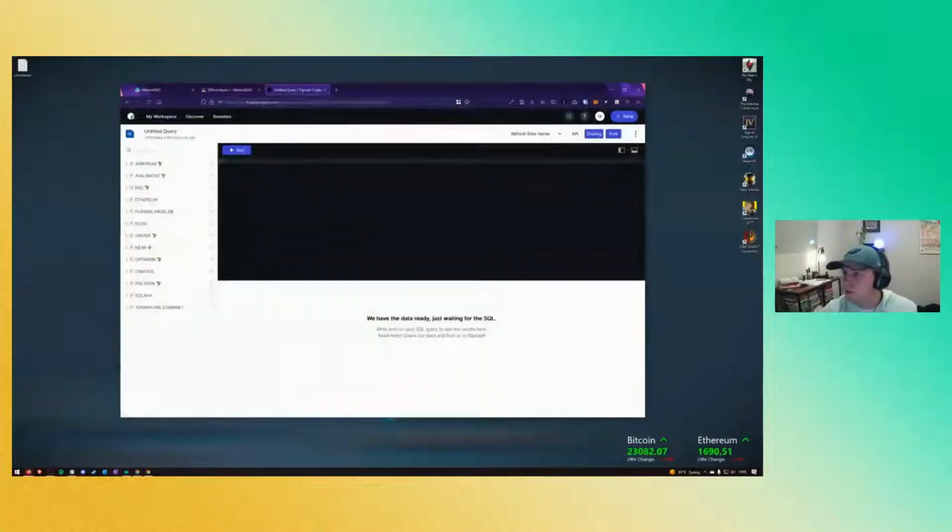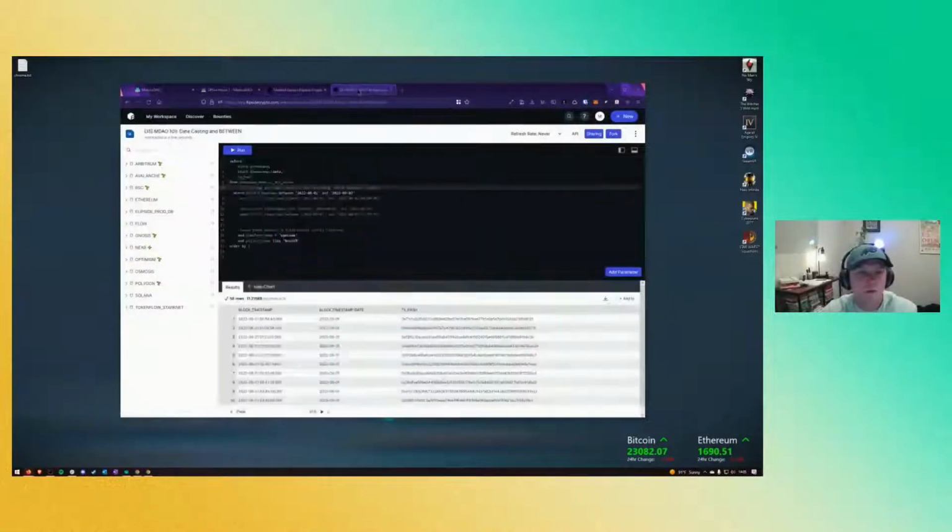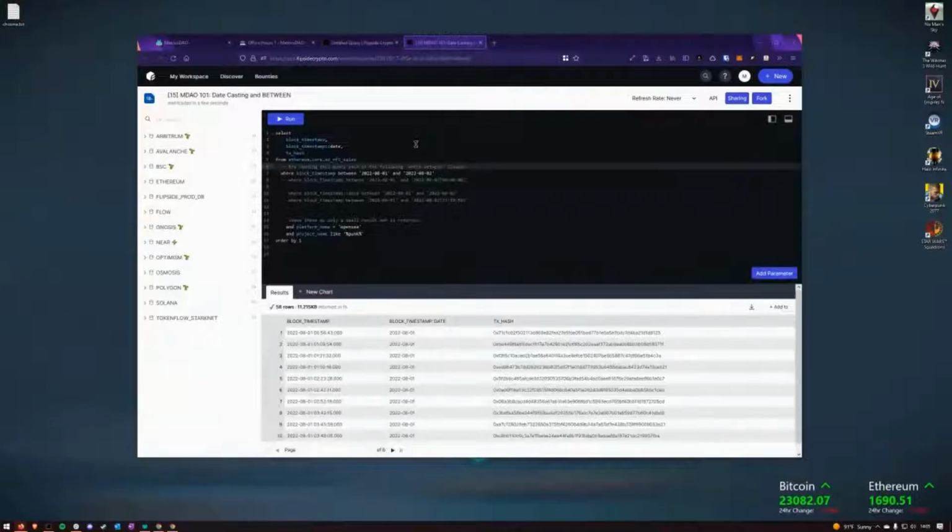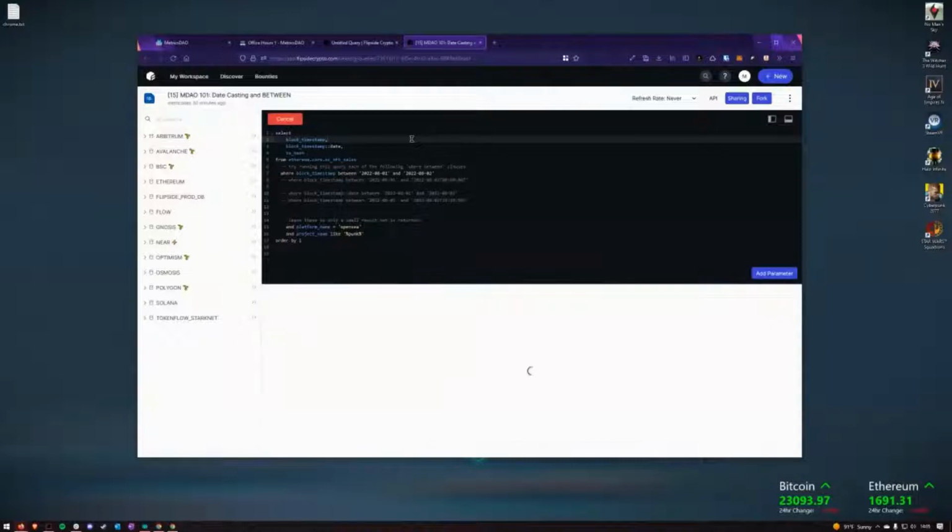I've got a query over here. So a lot of the questions asked about, how many transactions occurred in X month on Ethereum, or how many NFT sales happened between here and here. So I wanted to kind of dive in and run this query here.